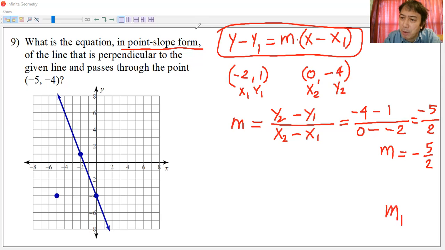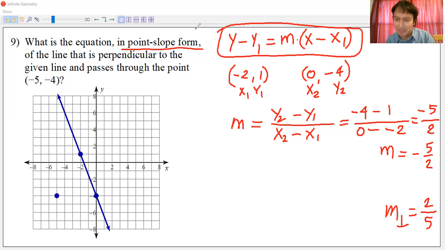We need the perpendicular to this. That's the reciprocal, and the sign is reversed. So from negative, it is positive, and then the 5/2 becomes 2/5. Reciprocal, okay? Everybody knows how to do that at this point. Reciprocal: interchange the numerator and denominator.